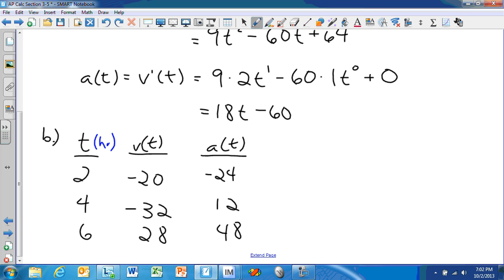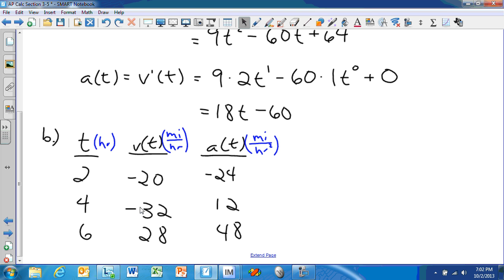And our velocity, because we're taking the change in displacement, which is in miles, over the change in time, is going to be miles per hour. And our acceleration is the change in velocity, miles per hour, over the change in time. So it's going to be miles per hour squared. Okay.